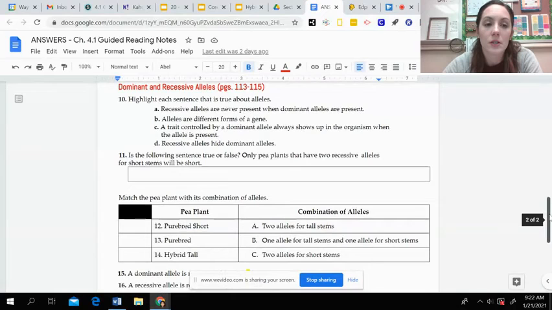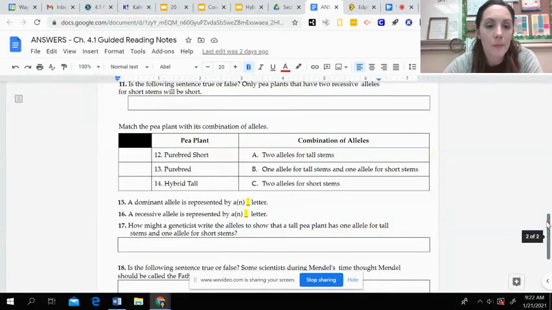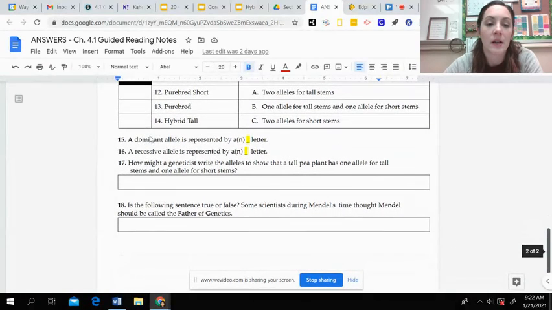And the last few questions are all with dominant and recessive alleles. So make sure you're reading through and answering those questions. For the pea plant matching question here, you're going to have to look and see what those options are and then match what allele combination that would be. And then you're filling in a couple other questions about the alleles and their characteristics.